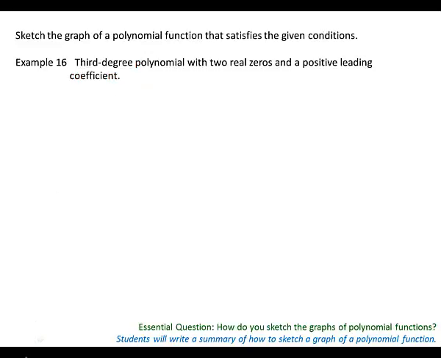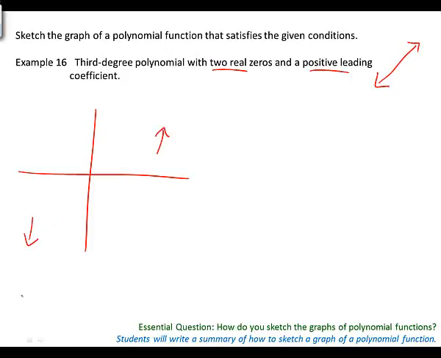Okay. Let's talk about 16. So 16 we're sketching. Okay? We've got to do a third degree polynomial, 2 real zeros, a positive leading coefficient. Okay. So there is more than one correct answer to this. Is third degree even or odd? Odd. So do my arrows point the same direction or opposite directions? Opposite. And this is how I like to think about it. When it has a positive leading coefficient, it's like a positive sloped line. So I know that this one has to point down and that one has to point up.